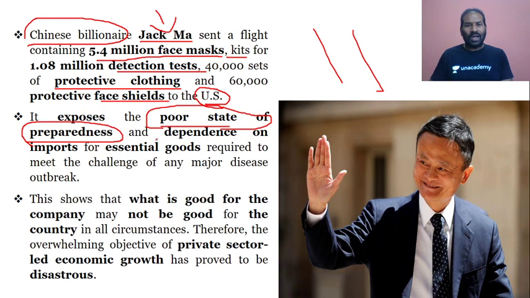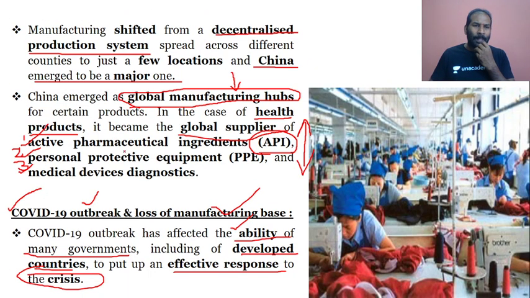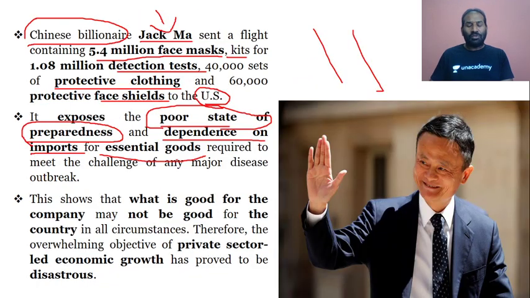And now they are dependent on imports for essential goods from the developing countries, such as we have seen active pharmaceutical ingredients, personal protective equipment, medical devices, diagnostics from China and India. Test kits, that is diagnostic kits, from China, and also hydroxychloroquine from India.